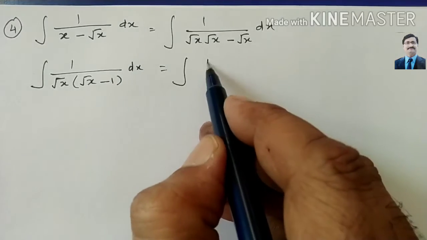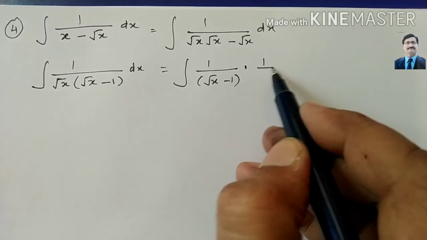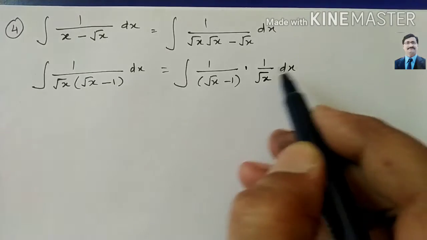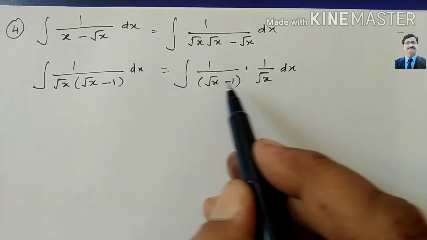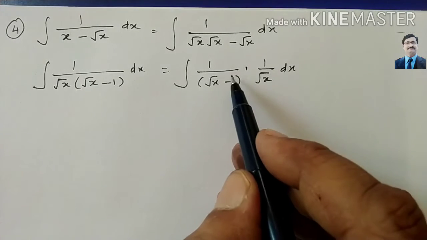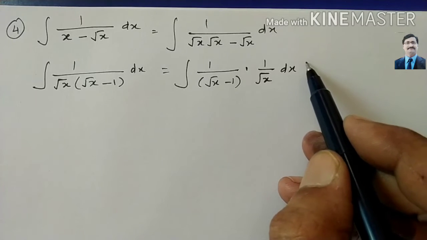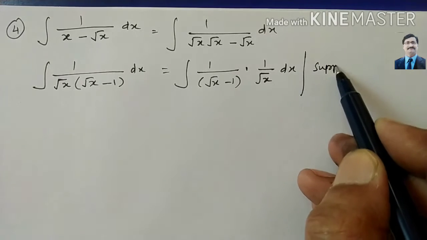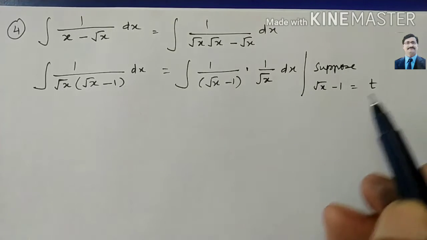This we can write as 1 upon root x minus 1 into 1 upon root x, and dx. From these, look here, if we check, the differential of root x minus 1 is 1 upon root x. So we can suppose root x minus 1 equal to t.